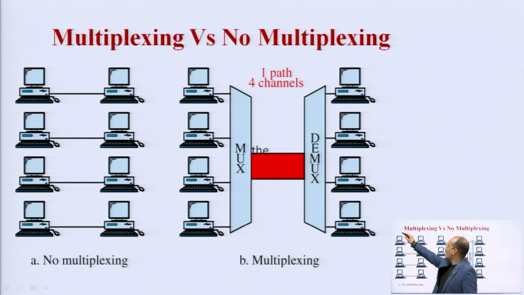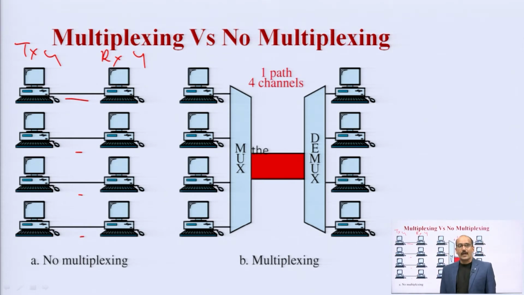If this is the side of the transmitter and this is the side of the receiver, there are 4 users, and also 4 users at the receiver. If we are not applying multiplexing, what is going to happen? Each user is connected with another user with an individual line, and if the number of users keeps increasing, that will create a very messy structure.